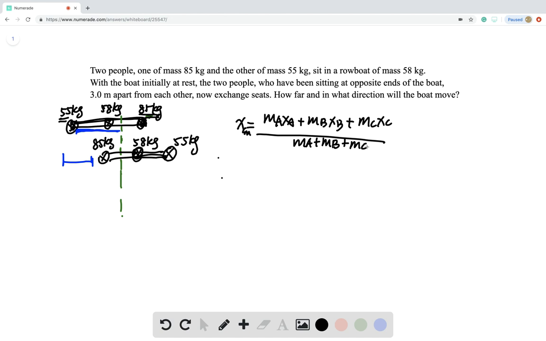So now we plug in all the numbers. I'm ignoring the 55 because I'm taking that to be the origin. So it's 58 kilograms times 1.5 meters because it's the center of the boat, plus 85 kilograms times 3 meters, divided by 198 kilograms. That gives me 1.727 meters. So that is the distance of the center of mass with respect to the leftmost side.